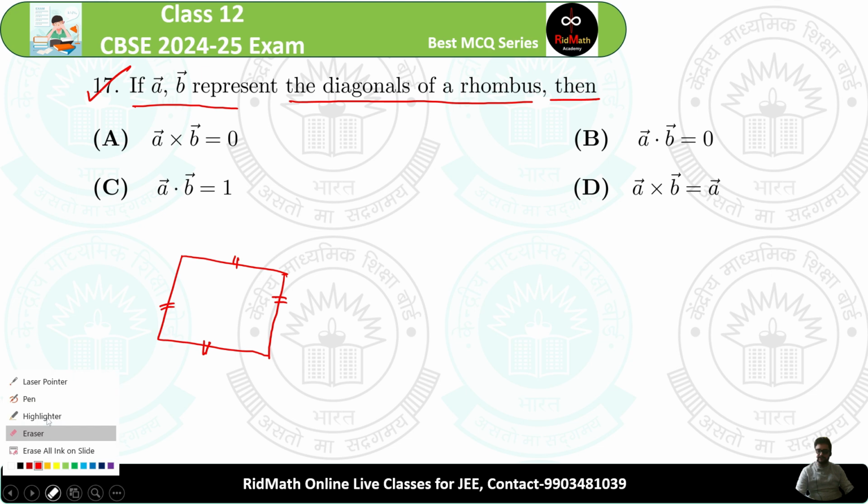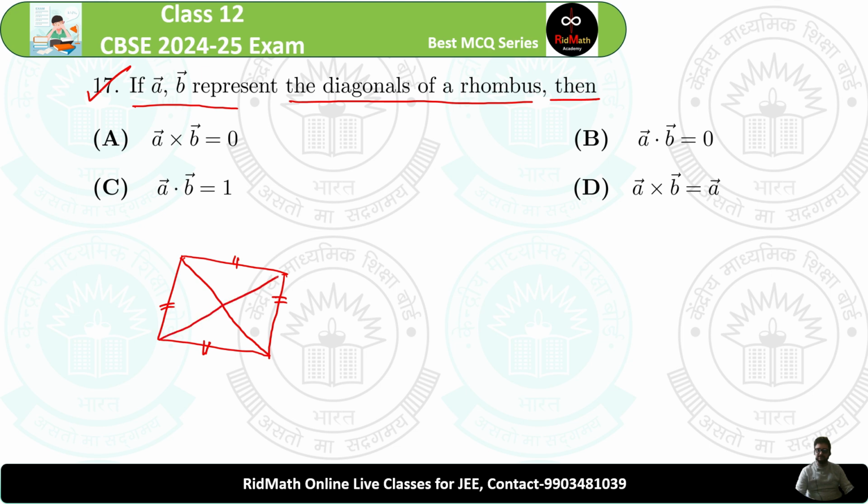the diagonals of the rhombus bisect each other perpendicularly. I mean, this is 90 degrees, and these two are equal, these two are also equal, and they bisect each other perpendicularly.